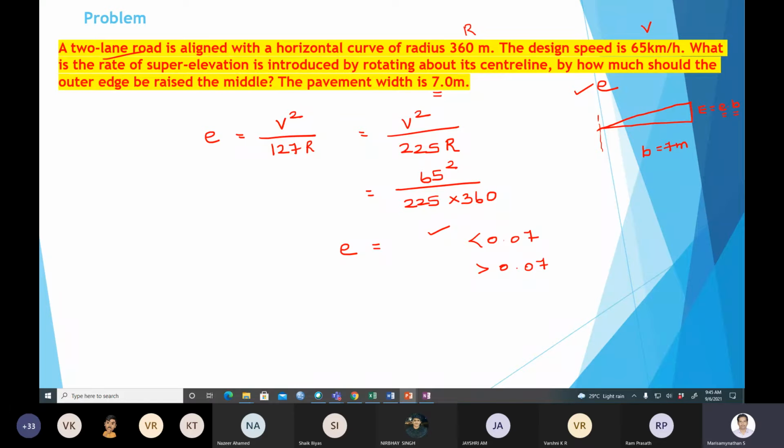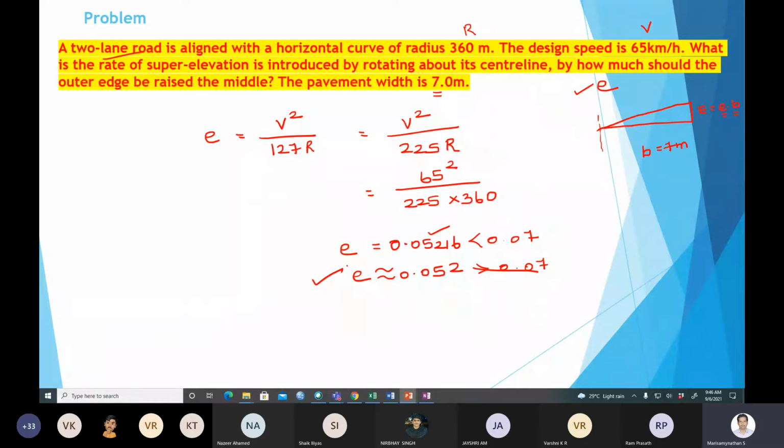So let us solve this problem. 65 squared divided by 225 divided by 360. I am getting the value of 0.05216. So probably we can fix it as 0.05 or 0.052. This is a value which is less than 0.07, so this e value is acceptable. There is no need of following step 2.